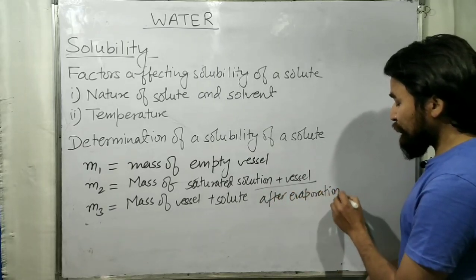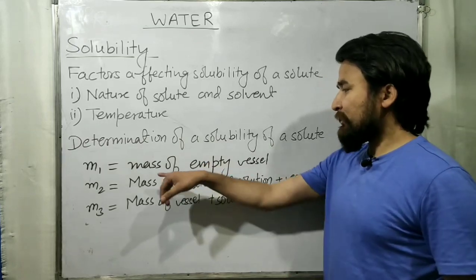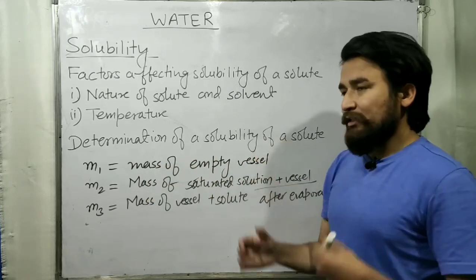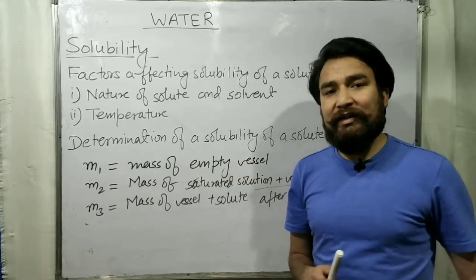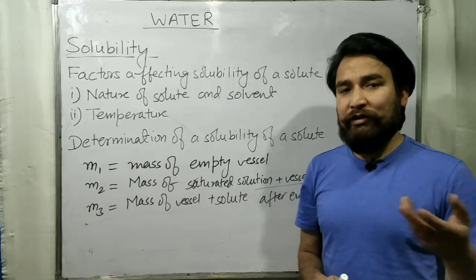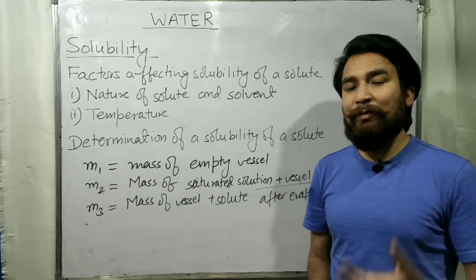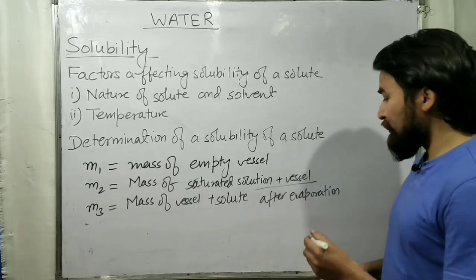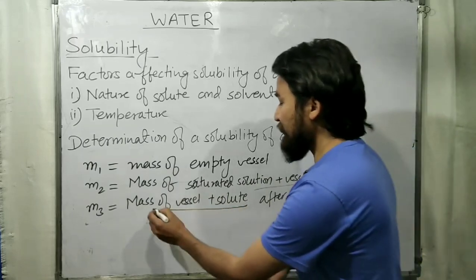So what are we going to do here? First we will make a saturated solution, then we will add the saturated solution in the empty vessel and then we will start evaporating the solution. After evaporation, because the whole solvent will get evaporated, only solute will remain there. So M3 is the mass of vessel plus solute after the evaporation.